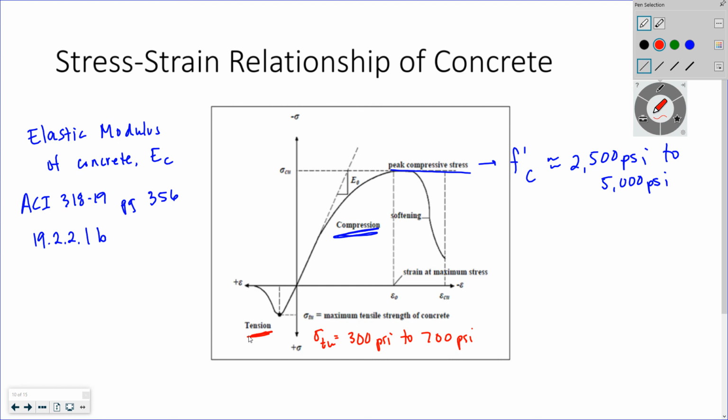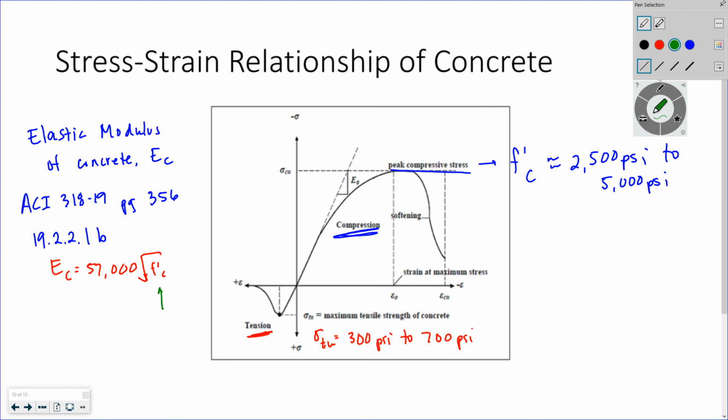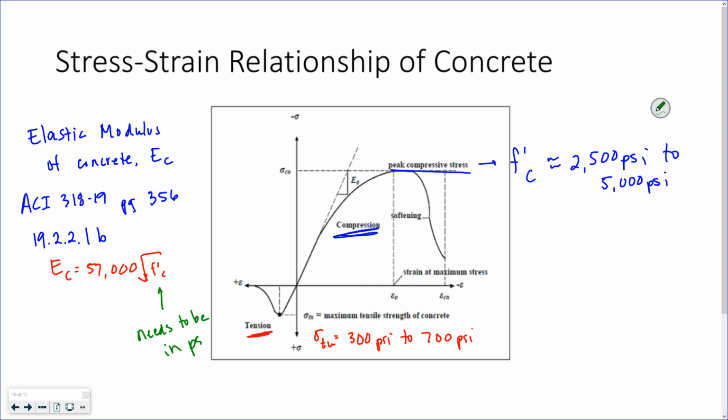You can calculate the modulus of concrete as Ec equals 57,000 square root f'c. Now here's another little thing that you're going to have to keep in mind in concrete. It's a square root. This value right here needs to be in PSI, and the result will be in PSI.